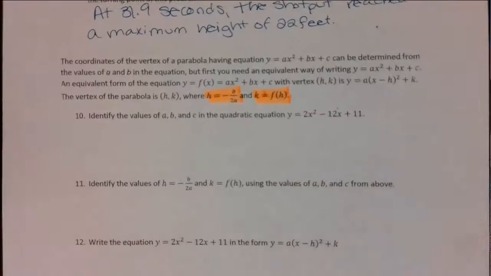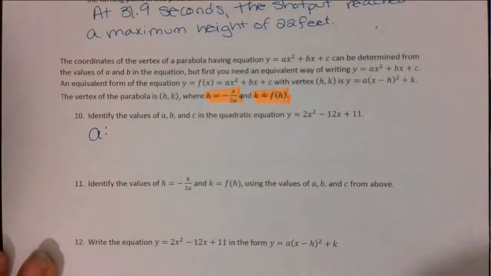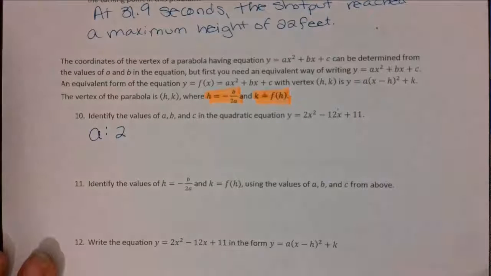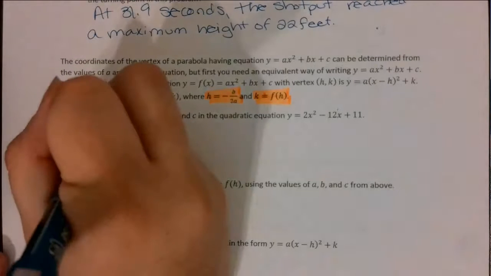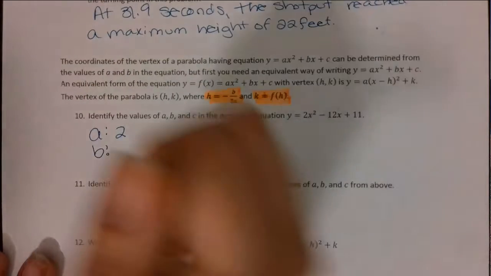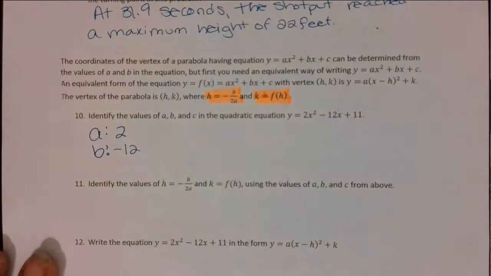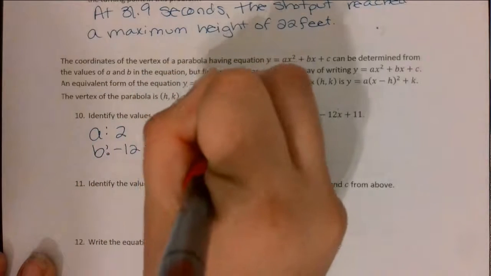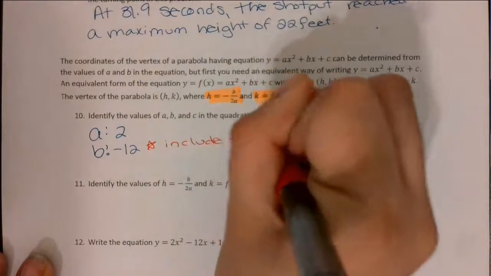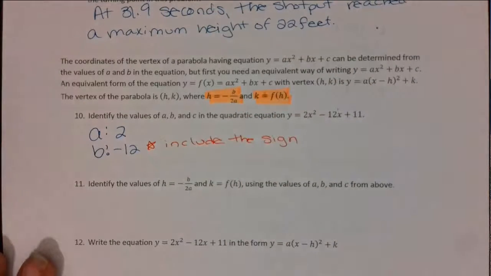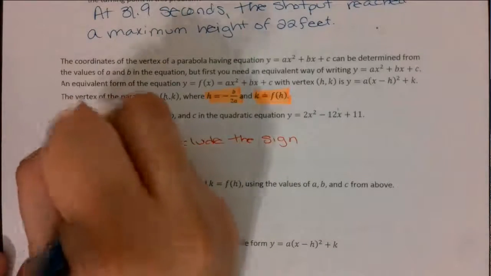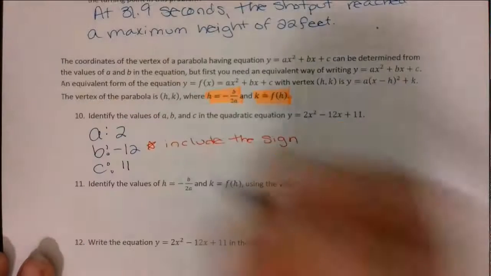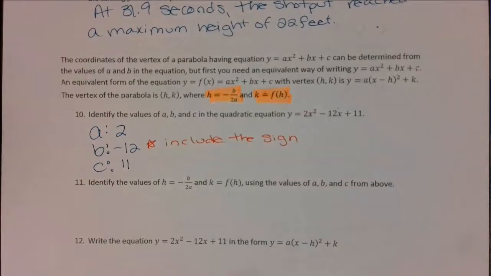Okay. It wants us to identify the values of a, b, and c in this quadratic equation for number 10. So a is my number out front with the exponent x squared. So that's 2. B is my number in front of the x, so negative 12. I'm going to write a note to include the sign. Okay, and then for C, it's the number without an x, so just 11.